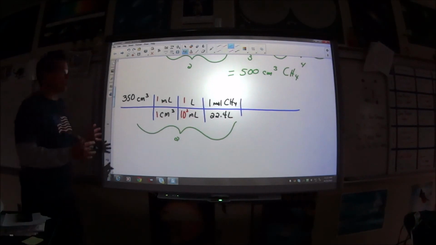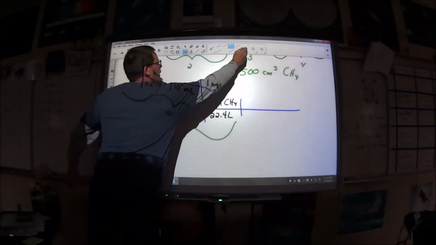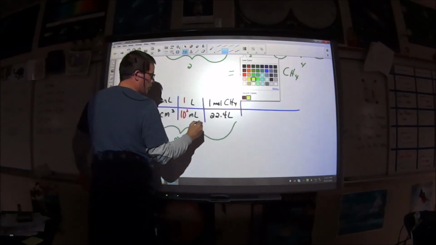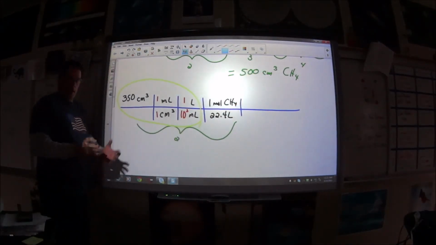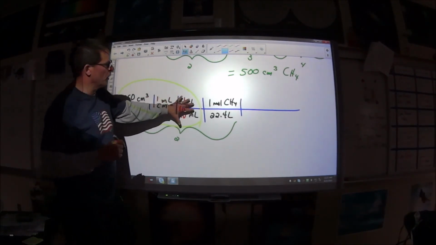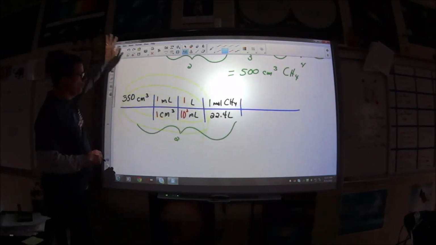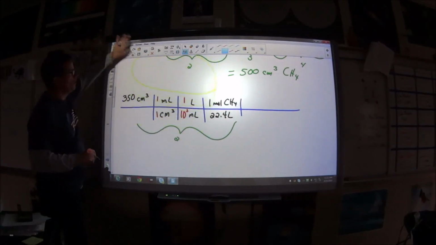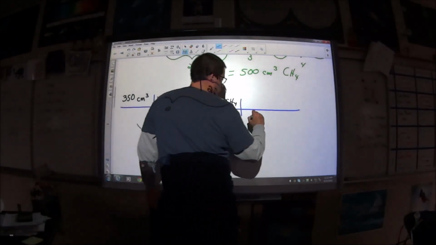Now again, if you were doing PV equals nRT, you would need to do this separately before you plug it into PV equals nRT. So you can get your liters and then you can plug it in. Okay? So now I'm ready to do my mole ratio.